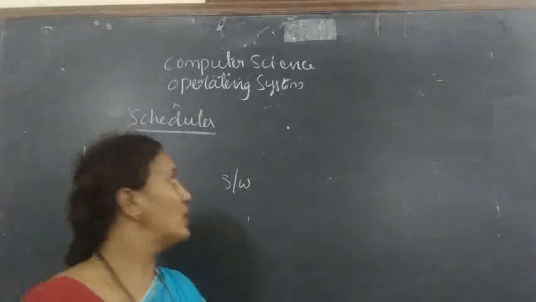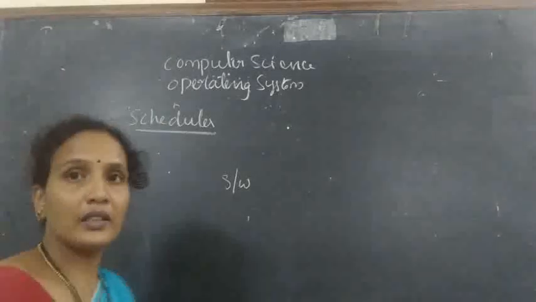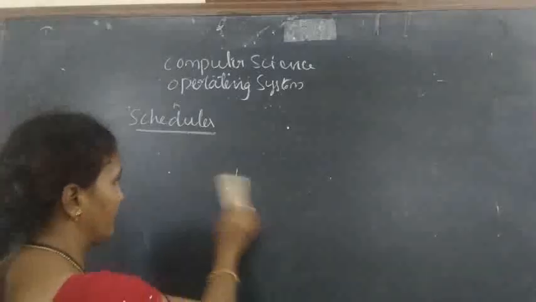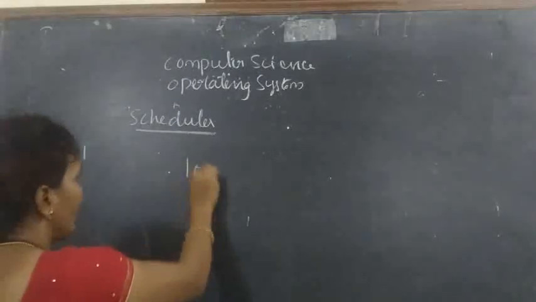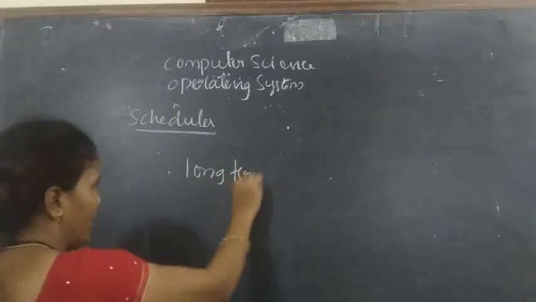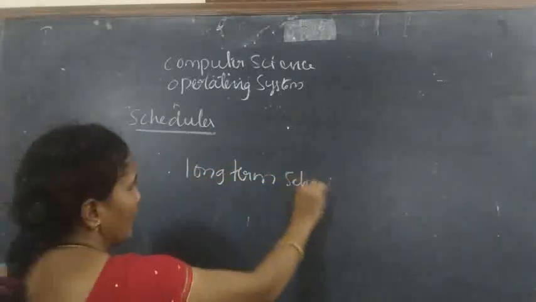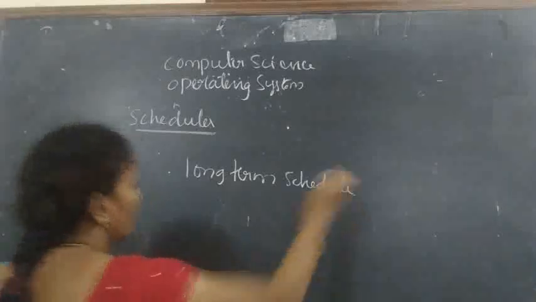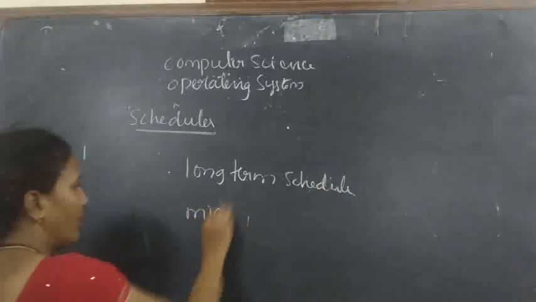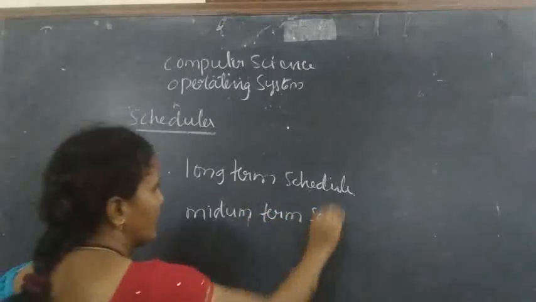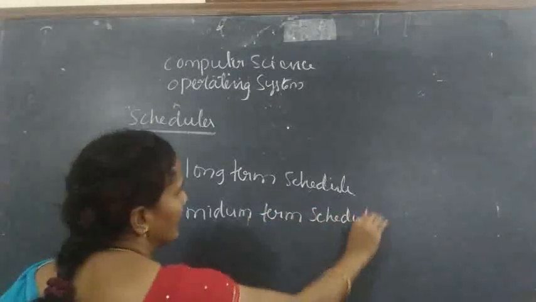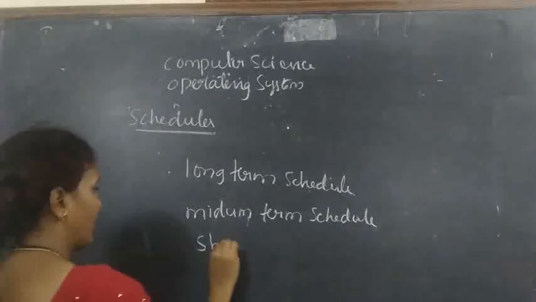Understood? So here again we have three types of schedulers. The first one is the long-term scheduler. The next one is the medium-term scheduler, and the third one is the short-term scheduler.